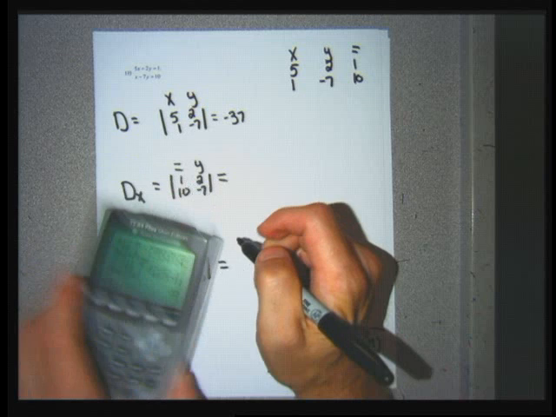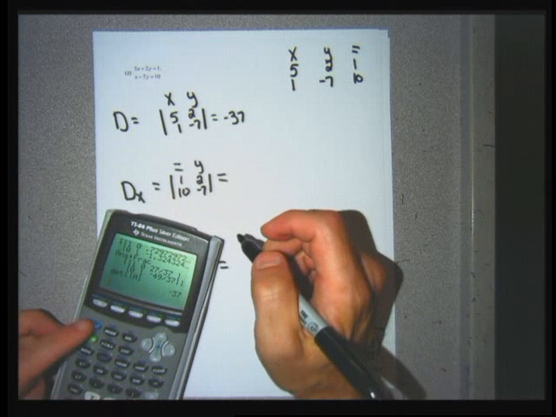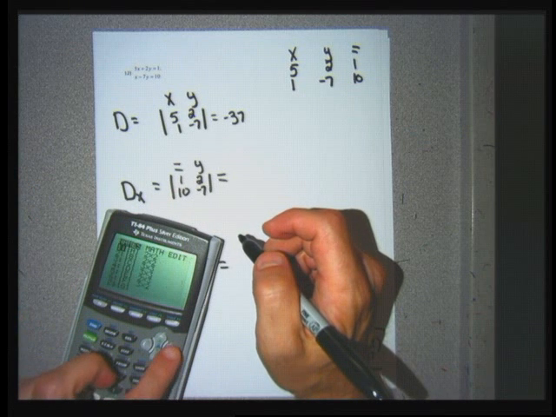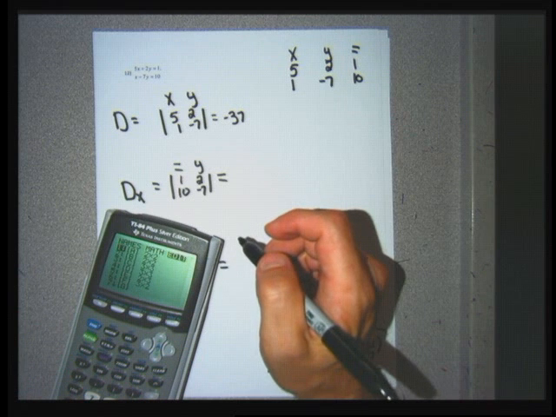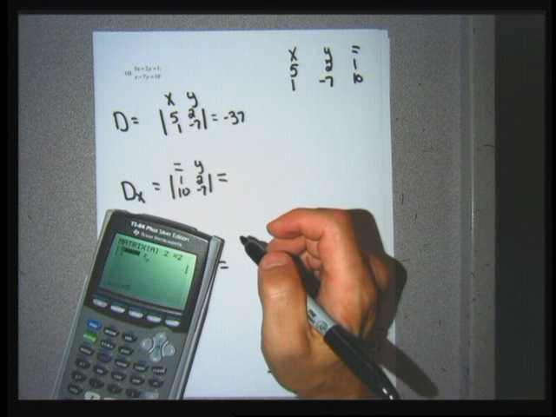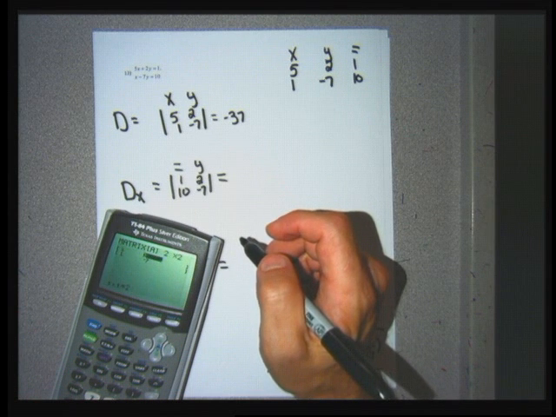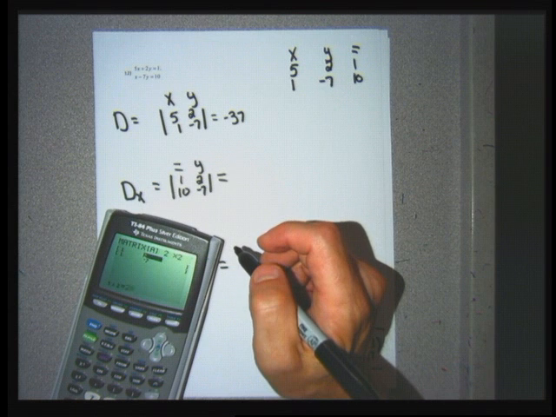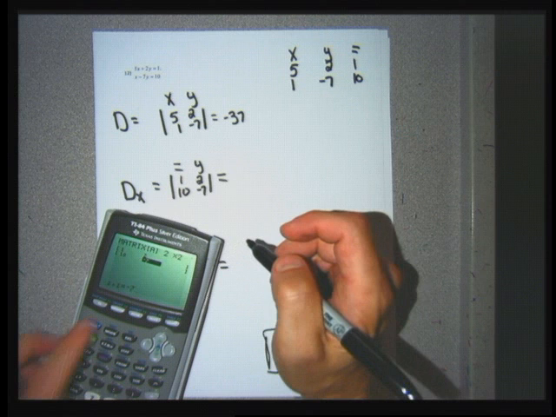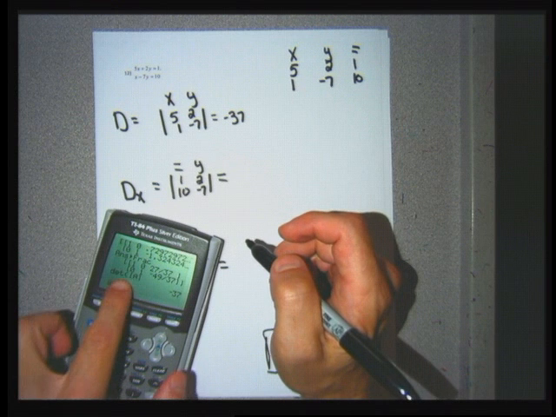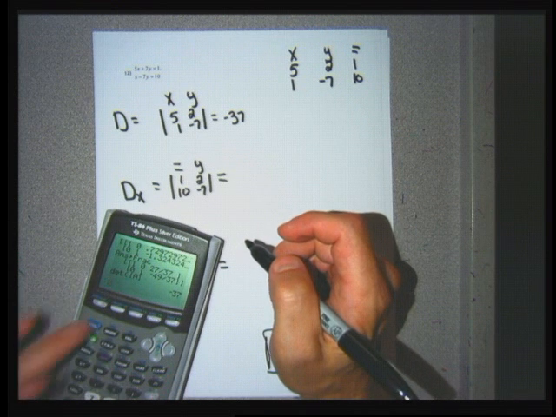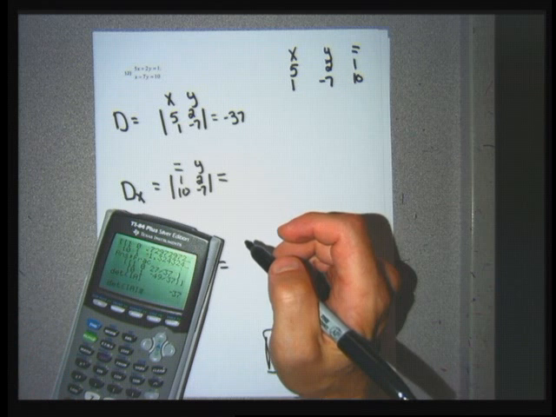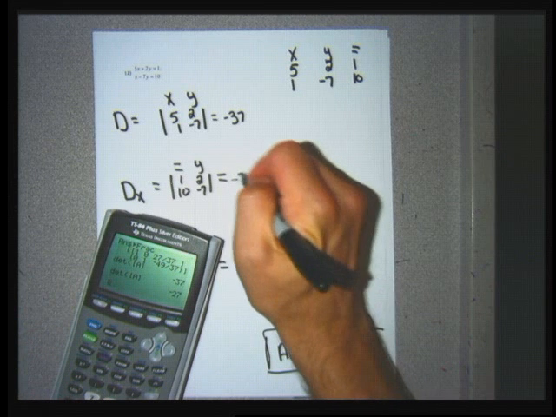The next determinant I'm going to compute is d sub x. I'm going to go second matrix, edit. It's a 2 by 2 matrix. Type the numbers 1, 2, 10, and negative 7. Second quit. Because I just did a determinant, I could just hit second and then enter again, and this determinant is going to be negative 27.